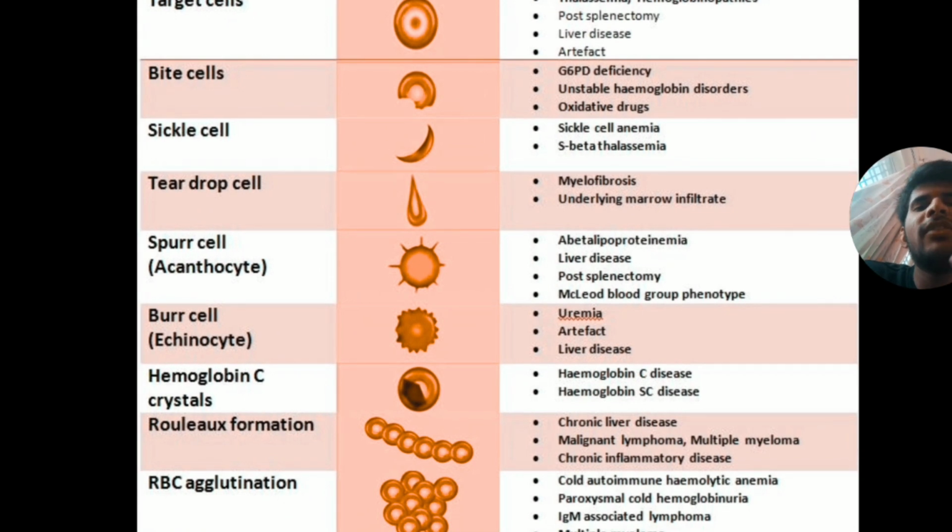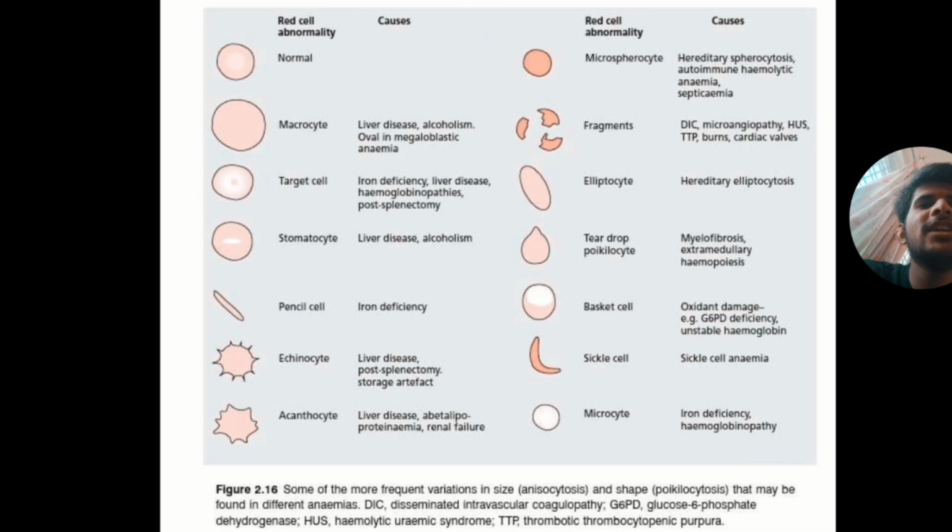These are the different types of RBC structure. I have one more picture. This is a more beautiful presentation, and you can see change in the size of RBC is known as anisocytosis, and change in shape is known as poikilocytosis, or pyokilocytosis, that pronunciation. Next, DIC is disseminated intravascular coagulation, G6PD is glucose-6-phosphate dehydrogenase, HUS is hemolytic uremic syndrome.